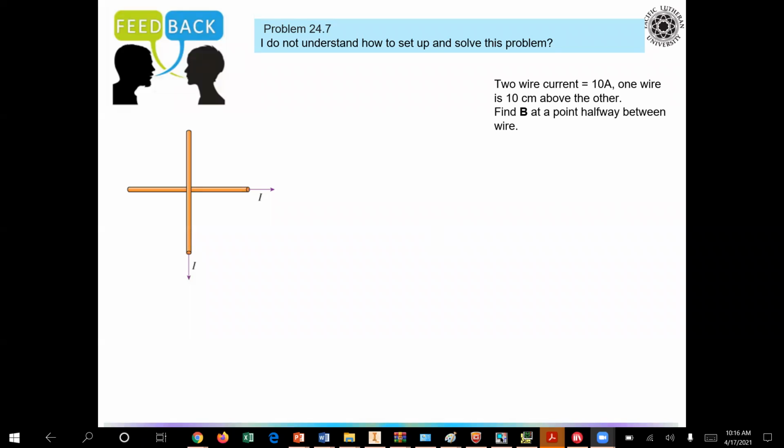Hello, student. Here is one of the homework number 6 problems. I received a couple of comments regarding this problem and how we can solve it. So here is the quick solution for this problem.